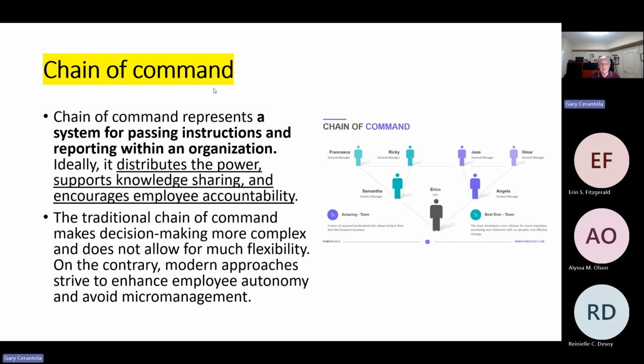What chain of command is, it's a system of passing instructions and reporting within an organization. So let's look at the CEO.